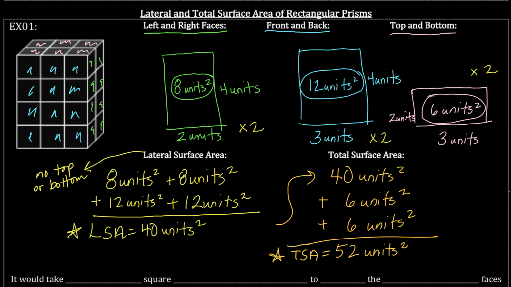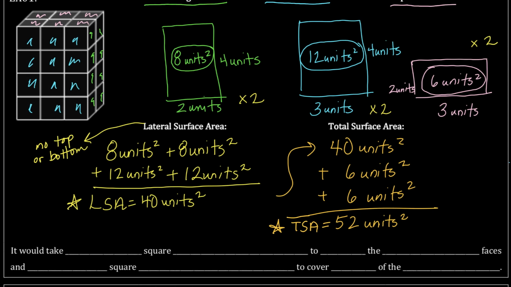So let's go ahead and explain that. It would take 40 square units to cover the lateral, that means the side faces, and 52 square units to cover all of the faces.